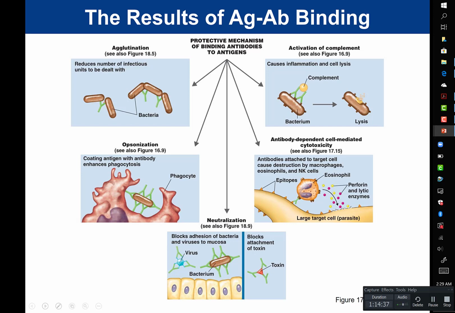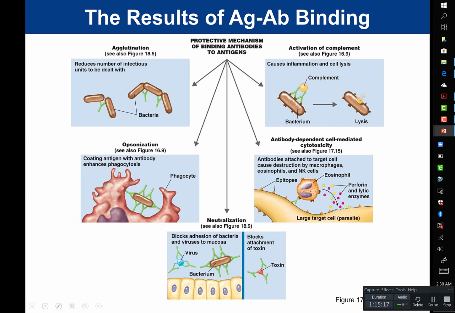The next thing that it does is something called opsonization. I talked about opsonization when I also talked about complement. Remember that one of the functions of the complement system is that the complement proteins can do opsonization as well. It can attach to the microbe and target it for destruction by the phagocytes. Same thing with the antibodies. The antibodies can coat the microbe and enhance phagocytosis. It's marking that pathogen for destruction.